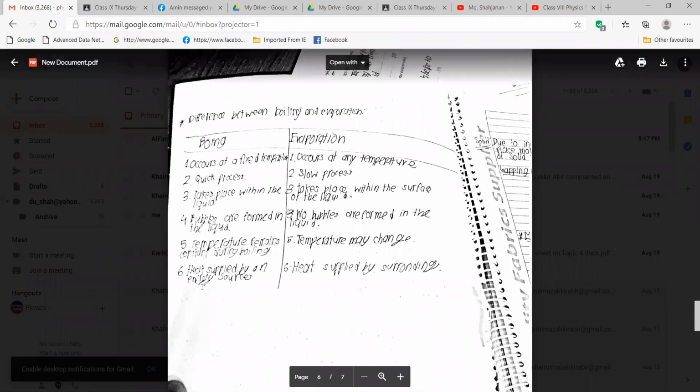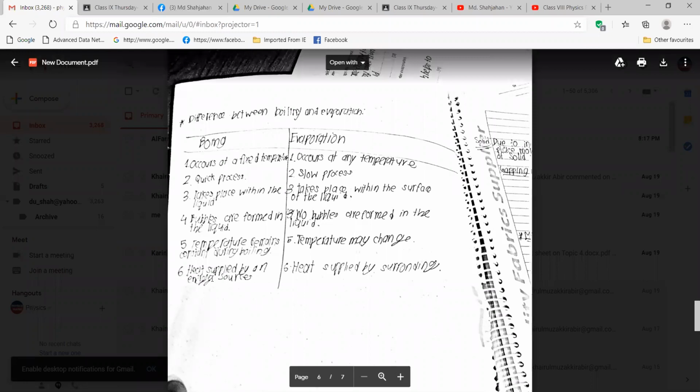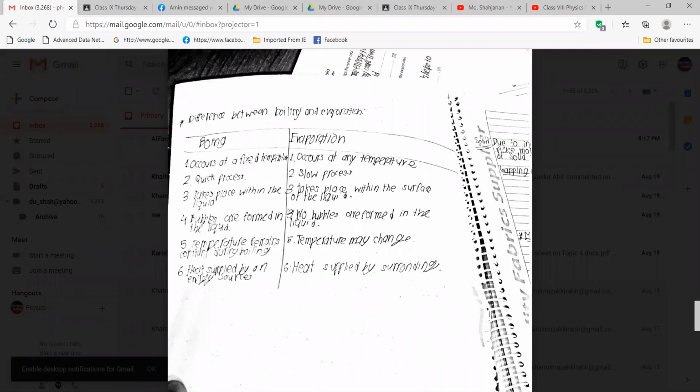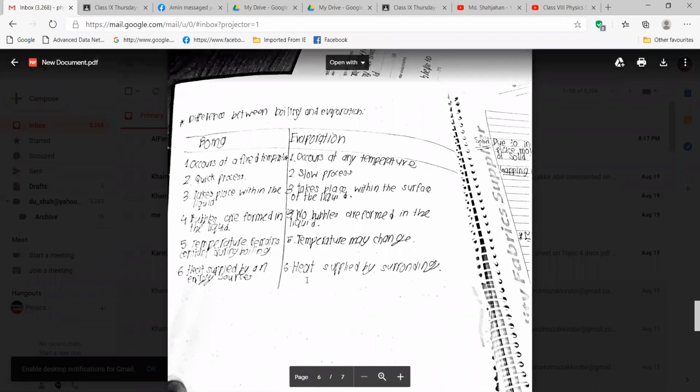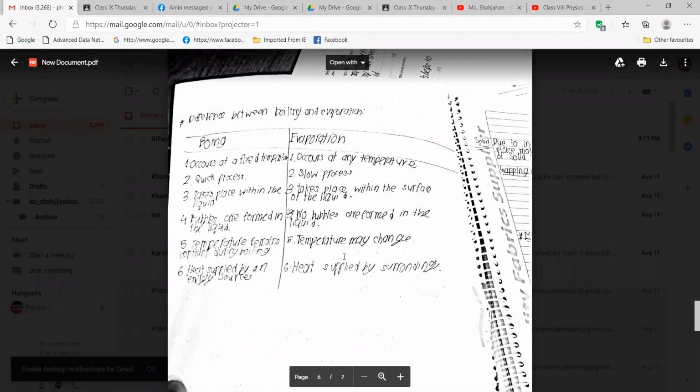So this last one, you understand that in boiling we are giving heat, right? Yes, we supply heat. But in evaporation, heat is taken from the surroundings, right? It occurs naturally.